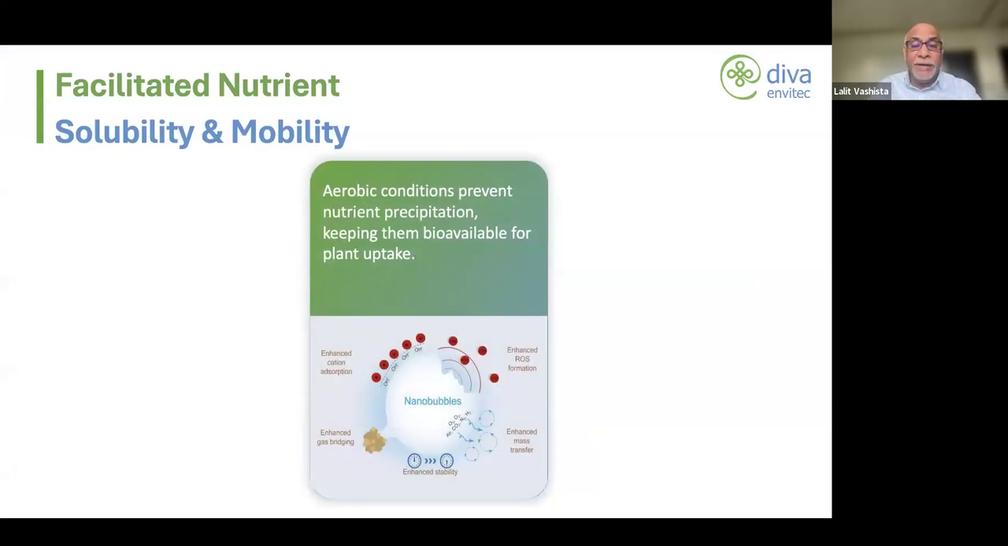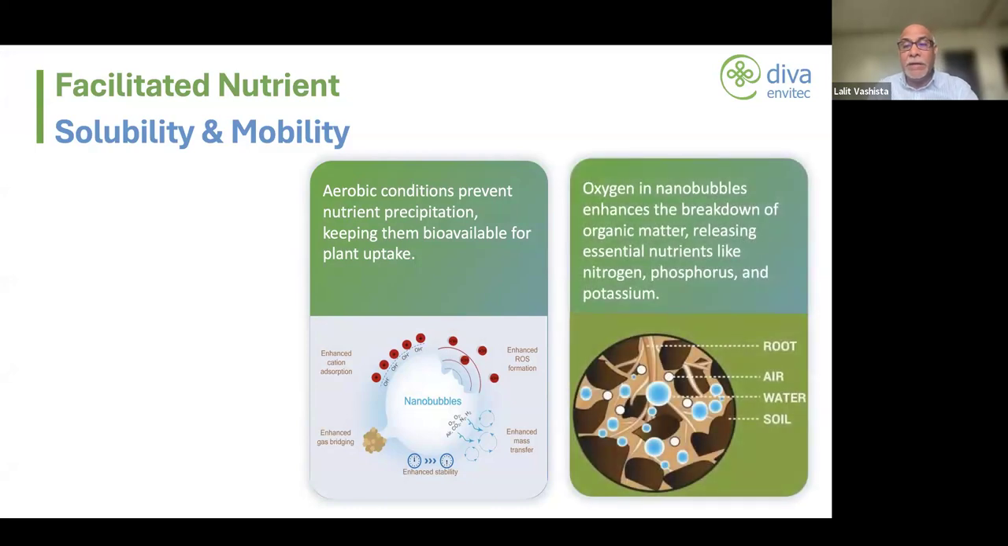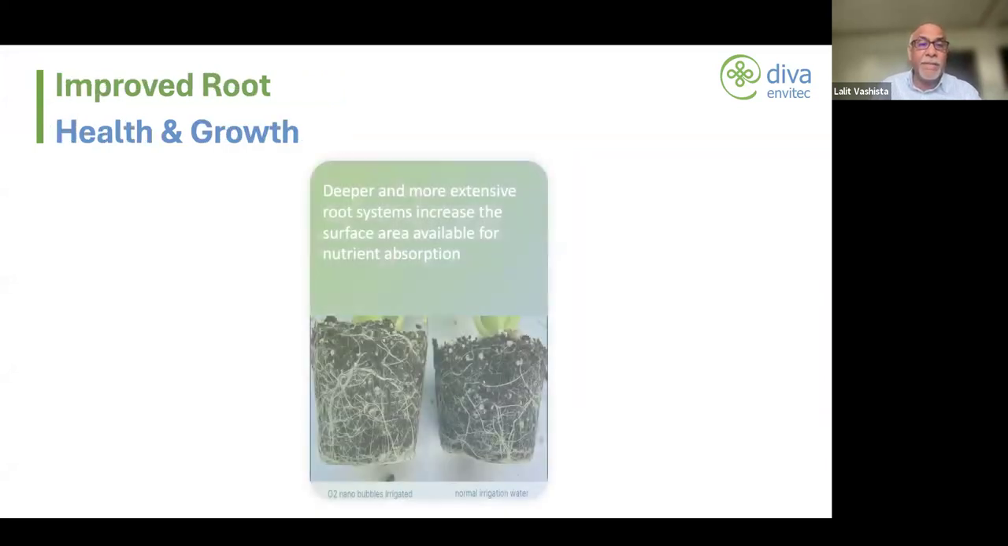Facilitated nutrient solubility and mobility. What does it mean? Aerobic conditions prevent nutrient precipitation, keeping them bioavailable for plant uptake. So bioavailability of any nutrient is very essential for a plant. Oxygen nanobubble enhances breakdown of the organic matter, releasing essential nutrients like nitrogen, phosphorus, and potassium, which becomes bioavailable now to the plant.